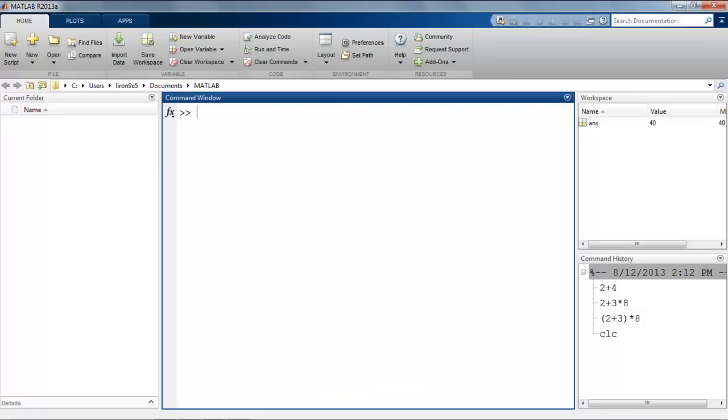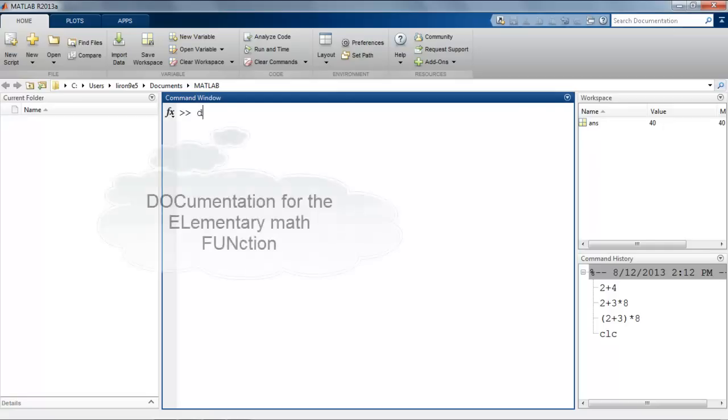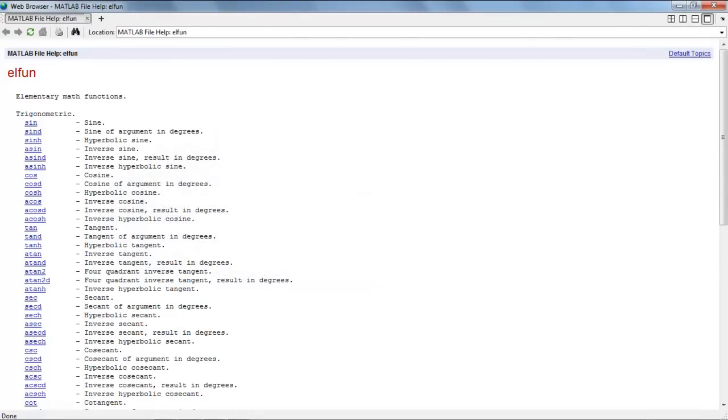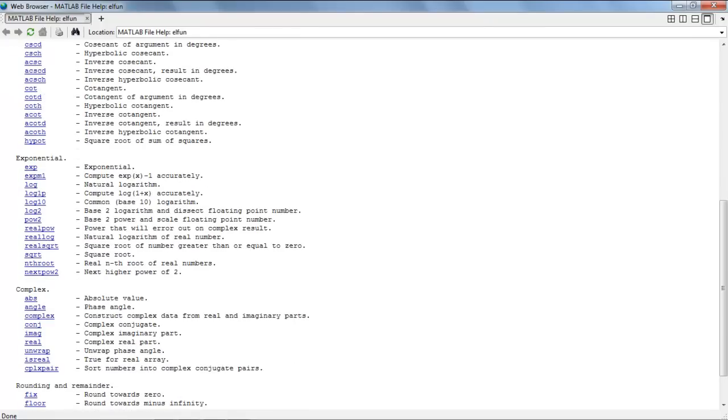Alright, the next thing on a calculator that we've all learned to use are the buttons: sine, cosine, tangent, exponential, and so on. As you can see, we have no buttons on our screen. But the documentation of the elementary math function, so doc elfun, brings up an entire list of all the buttons, in quotes, that we have. We have trigonometric, we have exponential, complex, and rounding and remainder functions.